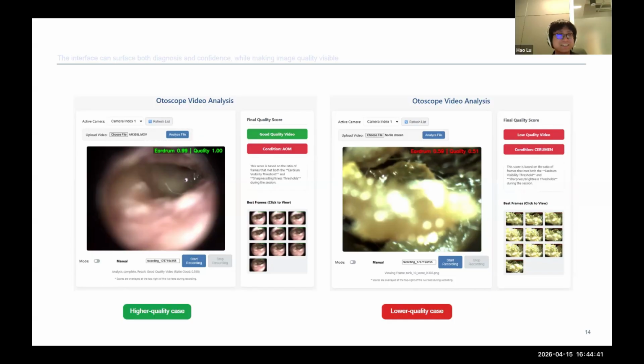Not yet. This will be our next stage of research. As you see, we have our product, and then we will send this product to medical students, doctors, and ENTs to do the test and see how they feel about this.